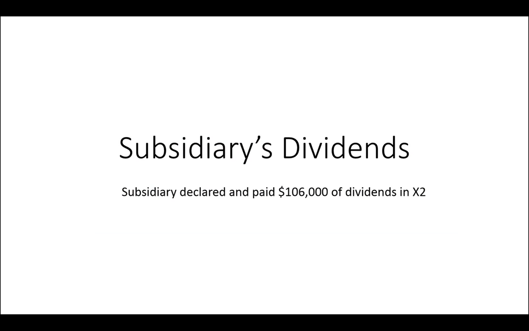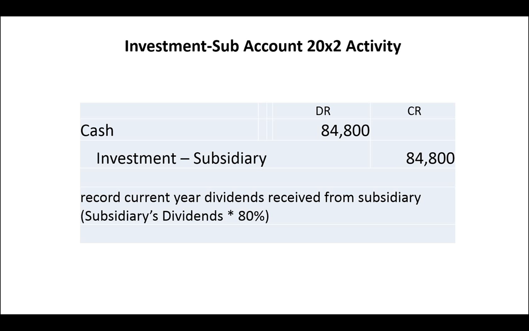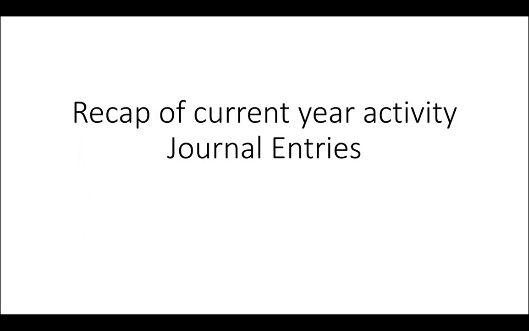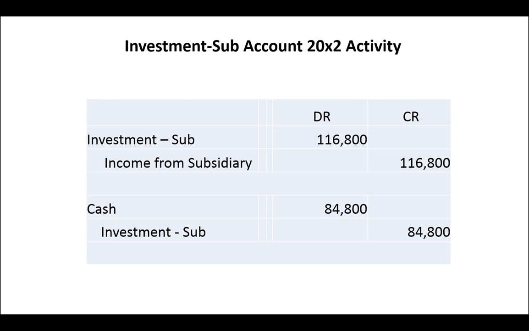We'll do the same for the dividends. 106 times 80% is 84,800. We'll debit cash, credit investment subsidiary for 84,800. We put all those together on one page, and we get a nice recap. And from there, we can begin to compute our schedules.